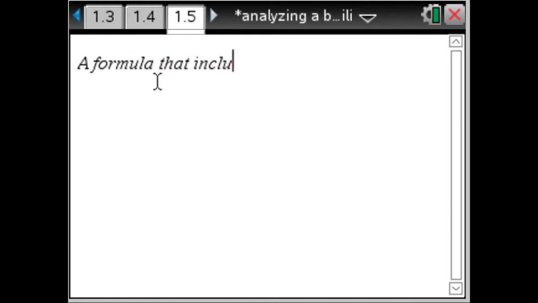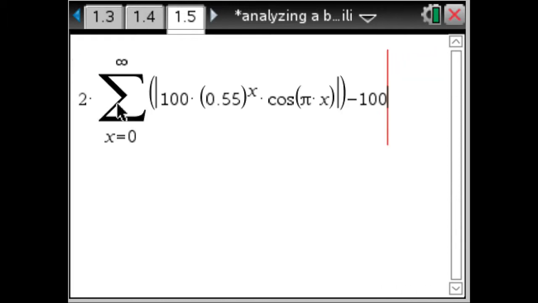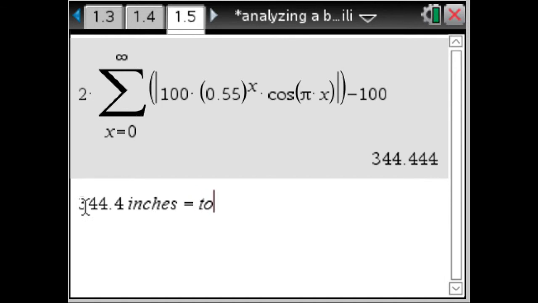A formula that includes an infinite geometric series can be used to calculate the total vertical distance traveled by the ball until it comes to rest. By adding a sigma notation to our previous periodic function, we were able to derive a formula that includes an infinite geometric series to find the total vertical distance traveled by the ball until it comes to rest. From our derived formula, we were able to find the total vertical distance traveled from the ball until at rest by plugging it into our calculator. In total, we got 344.4 inches of the total vertical distance traveled.